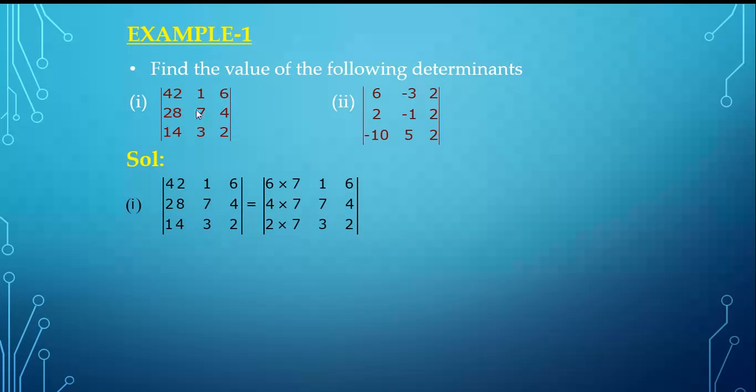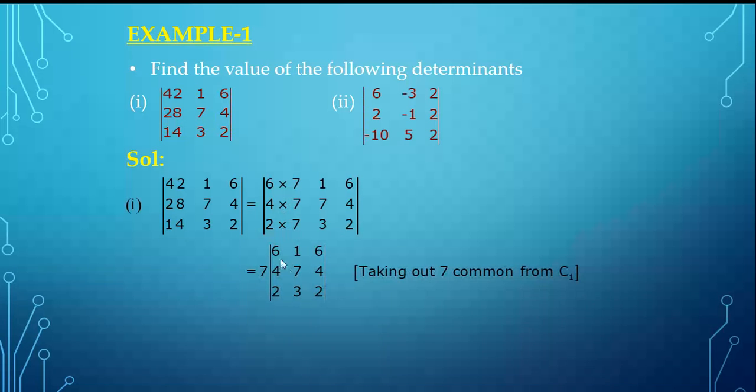How is this? Here we have the first column 42, 28, 14. The second column is 173, and the third column is 642. So now we can write 42 as 6 multiplied by 7, 28 as 4 multiplied by 7, and 14 as 2 multiplied by 7. So one common element is there, 7, which we can take out from C1. By using the property of C1 we can take the common 7 out. So now our determinant has 642, 173, 642, right?